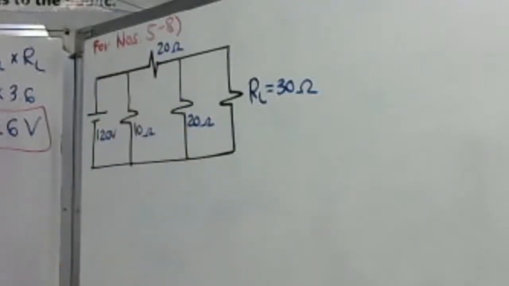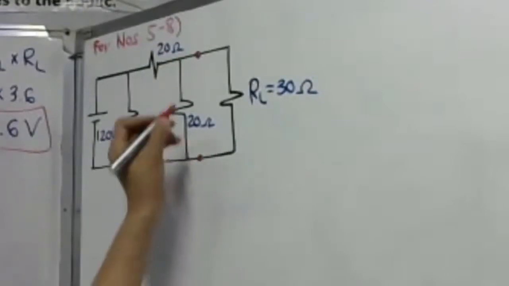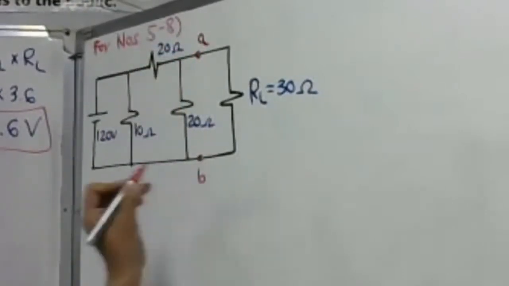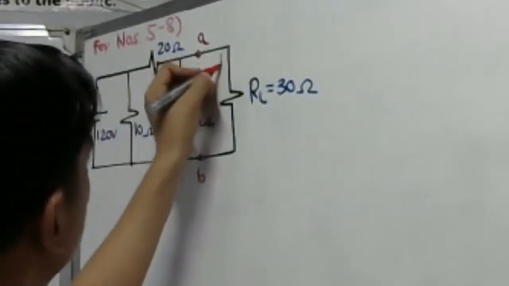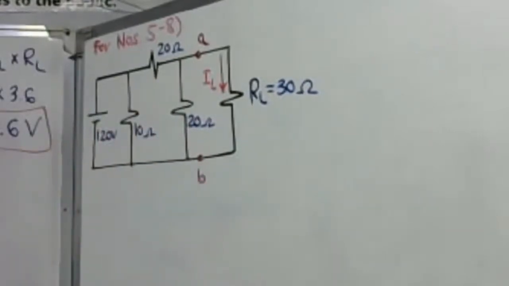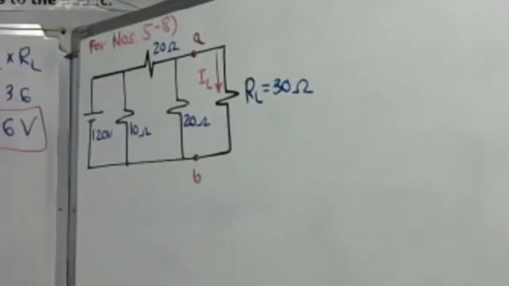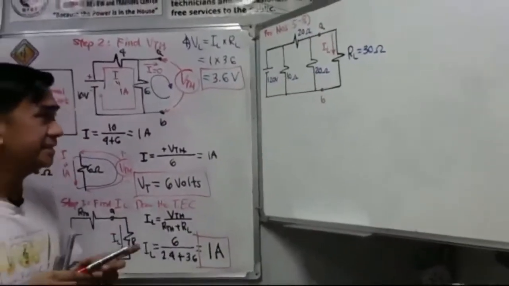Okay. Then we have two terminals, A and B. It's terminal A, terminal B. Okay. Of course, we are also asked to find our IL here. That will be our IL. Of course, you can use a series parallel circuit to find IL, no? But for our topic for today about the Thevenin's theorem, I'll show you the solution using the Thevenin's theorem.